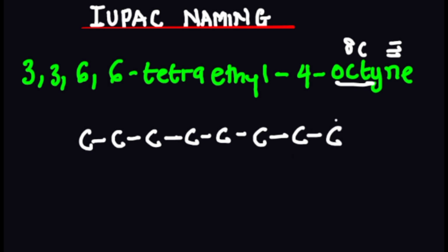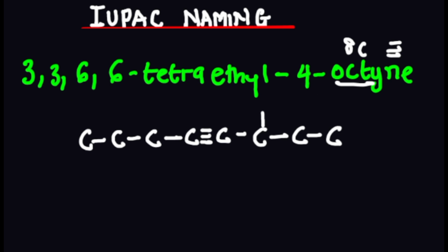Then on position 4, 1, 2, 3, 4, this position 4, we're going to have a triple bond, right? So that's 4-octyne. Then we are having tetraethyl. Tetraethyl simply means we are going to have 4 ethyl groups. On what position? Position 3. 2 on position 3. 1, 2, 3.